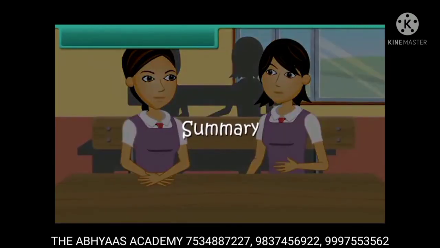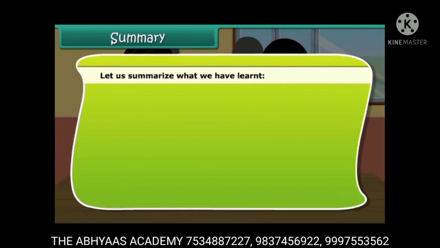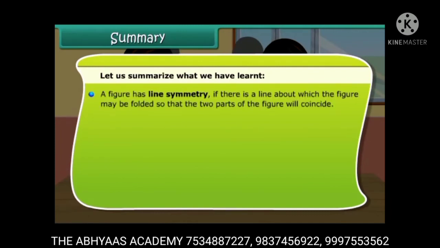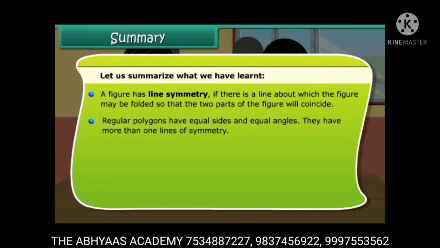Summary. Let us summarize what we have learnt. A figure has line symmetry if there is a line about which the figure may be folded so that the 2 parts of the figure will coincide. Regular polygons have equal sides and equal angles. They have more than 1 line of symmetry.